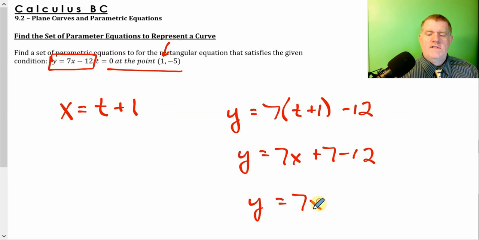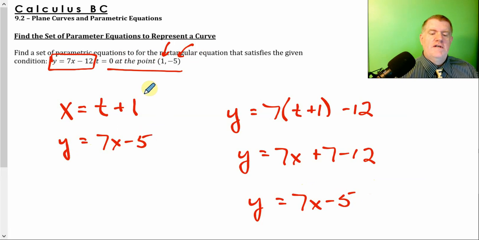And I think you're going to see here, that was almost a eureka, very well timed. You're going to see here that if I plug in 0, 0 times 7 minus 5 is -5, so the y value fits. So my parametric equation for this particular one is 7x minus 5.